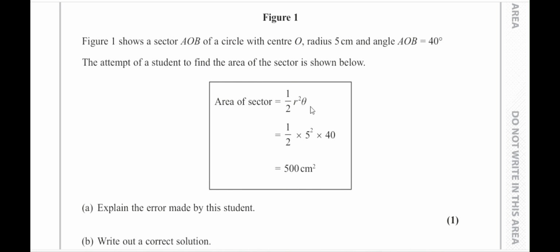Well, the student has used half r squared theta, which is the formula for finding the area using radians and not degrees. Because here 40 is in degrees, he should have first converted 40 degrees into radians before using this formula. Alternatively, the student should have used pi r squared times 40 over 360, which is the applicable formula for degrees for calculating the area.